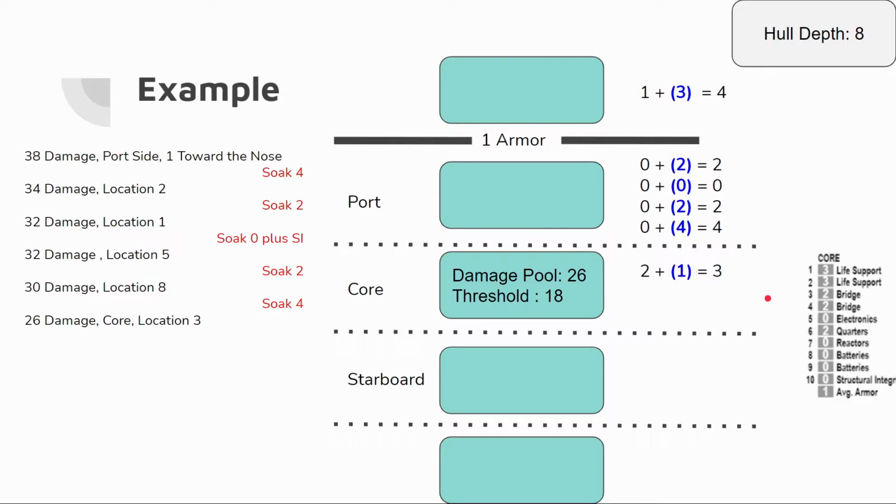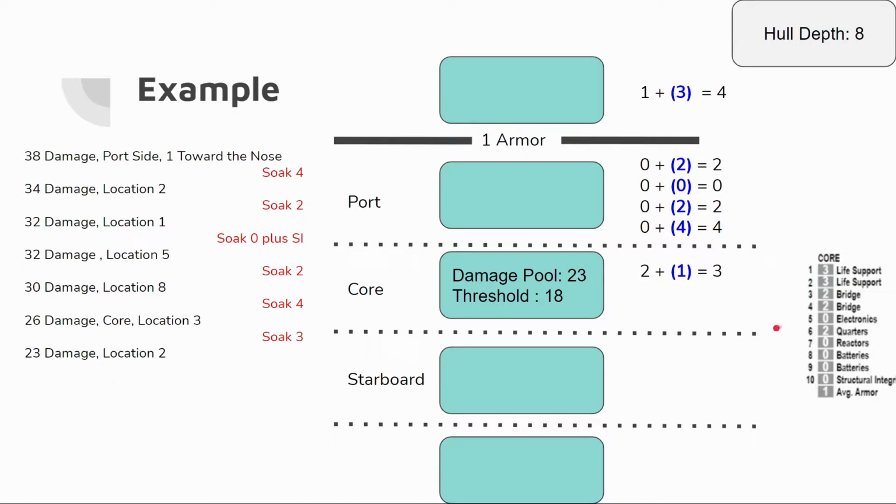The defender rolled a 1, their total is 3. So they call out soak 3. Damage pool is reduced to 23. The attacker rolls a new location and calls out 23 damage, location 2. See, location 2 has life support.